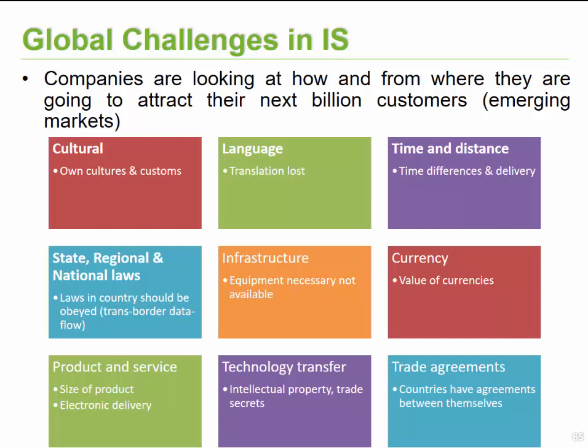The next one is infrastructure. Do you have the necessary infrastructure and equipment available? And if you want to send products or services to another country, do they have that infrastructure and those services available? The next one is currency, value of currencies. If you have a bottom line and you need to sell products at a specific price, is that price affordable to people in perhaps that other country?